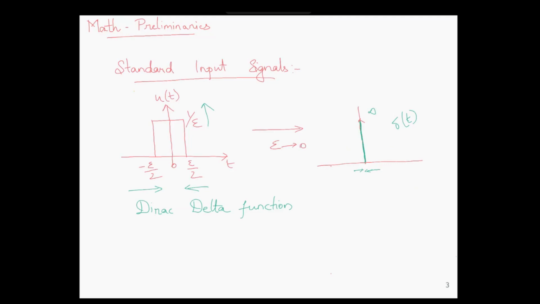This is one kind of input that we give to the system to analyze the system. But practically, we won't be able to give infinite value as magnitude, but still we try to give a very short time duration signal with a large magnitude to recreate the effect of the unit impulse response. It is called a unit because the area under this will be unity.